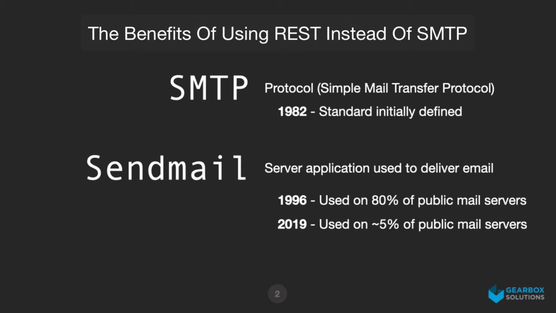SMTP is a protocol that has, as I said, been around for quite a while. One example of software that uses it is SendMail. There was a time when over 80% of email servers were running SendMail. These days, that is not really the case at all.